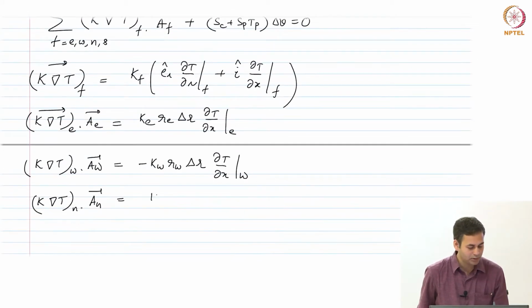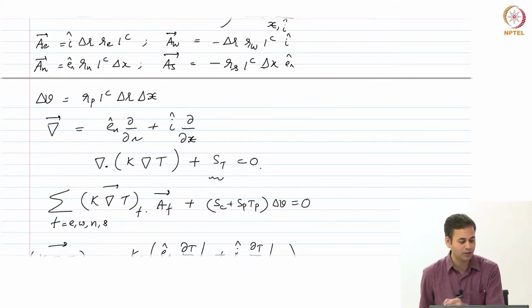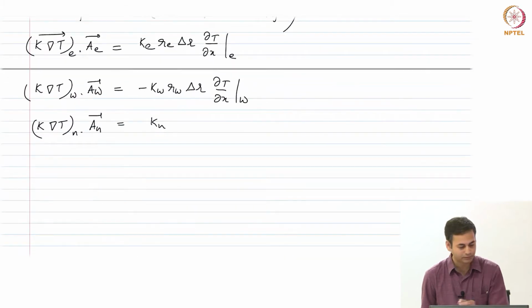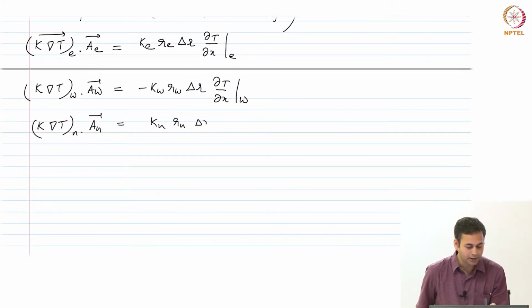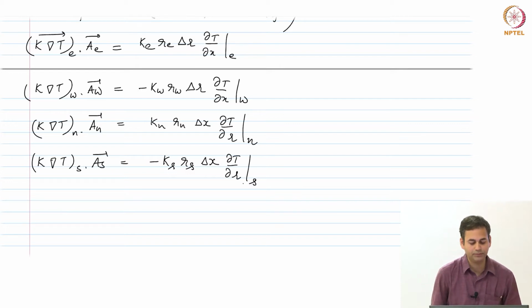Would be K north times, only the first term survives now, the ER hat term survives. How much is A north? Rn times delta x times partial T partial R on the north face, and then we have the ER inner product. Then K grad T south dot AS bar would be minus K south R sub S delta x partial T partial R on the south face.